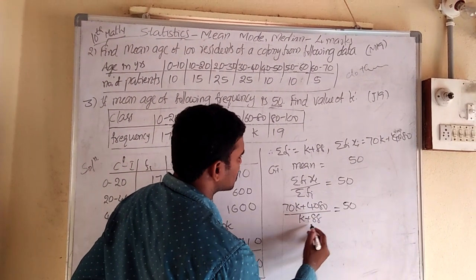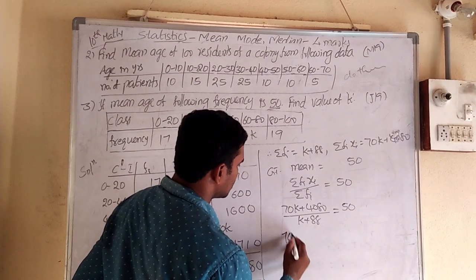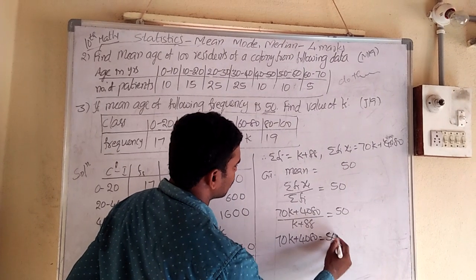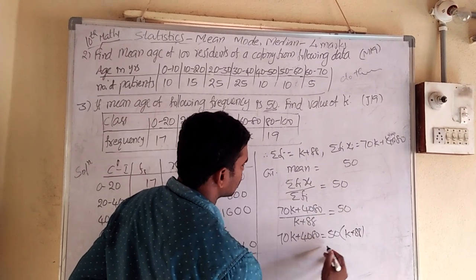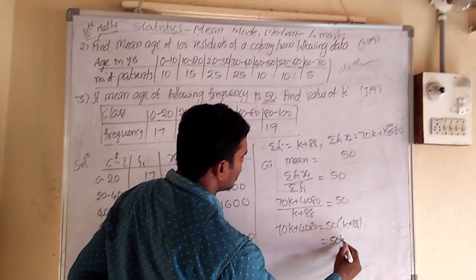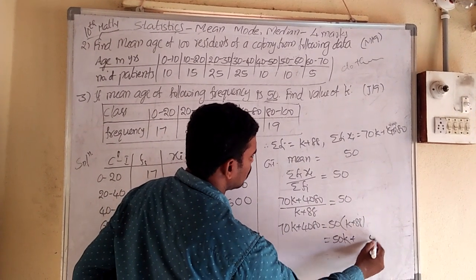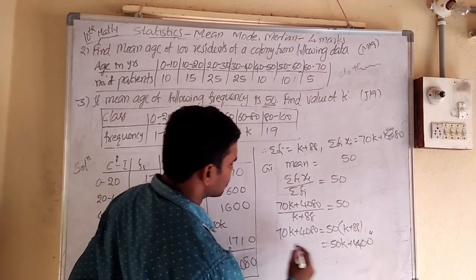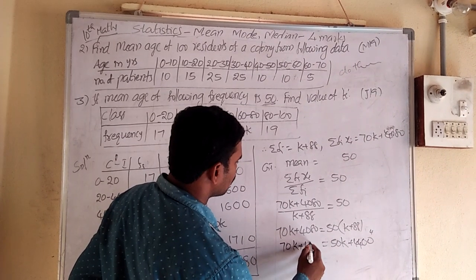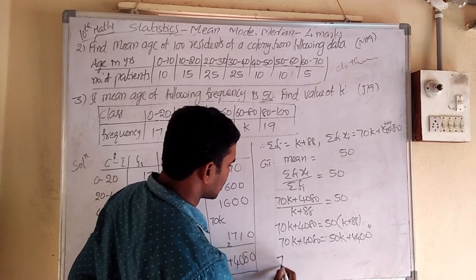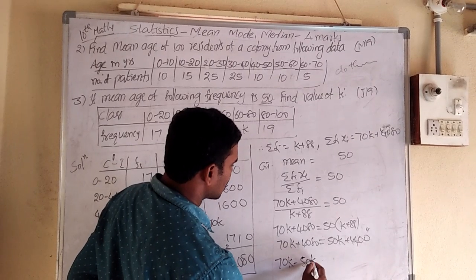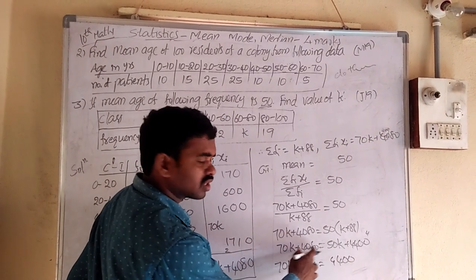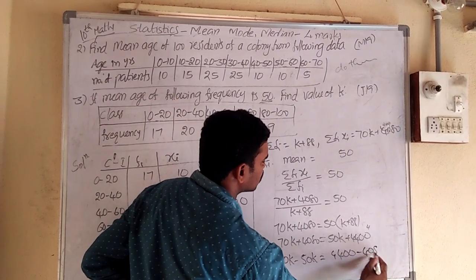Now cross multiplication, k plus 88 into 50. So this is as it is, 70k plus 4080 is equal to 50 into k plus 88. 50 into k is 50k, 50 into 88 is 4400, so 50k plus 4400, which is equal to 70k plus 4080. Okay, now send 50k to the left side. So 70k minus 50k is equal to 4400 as it is. Send 4080 to the right side, it becomes minus 4080.